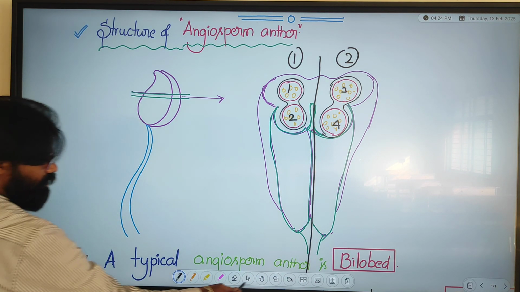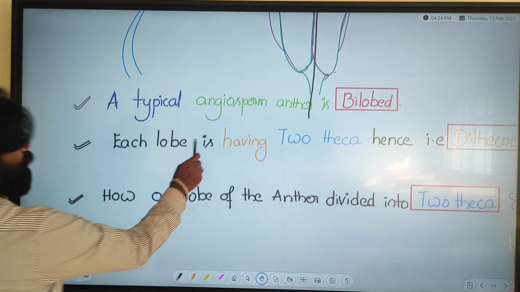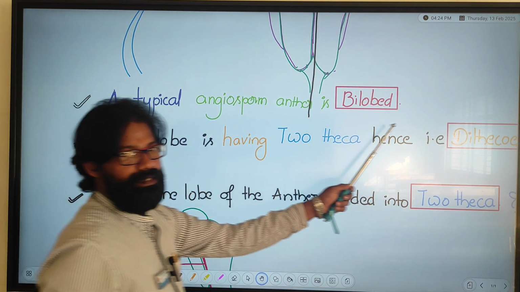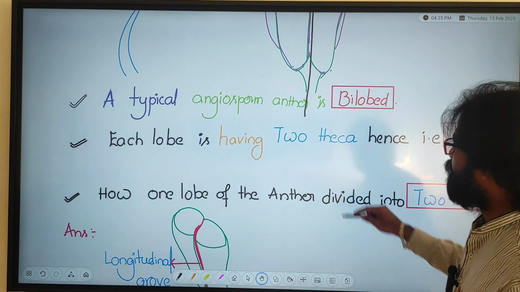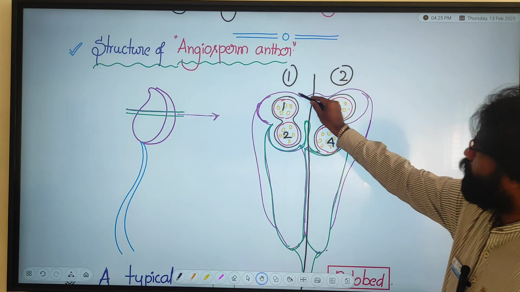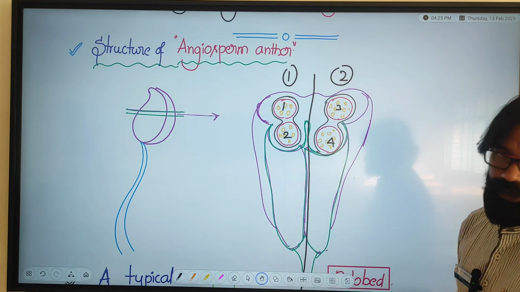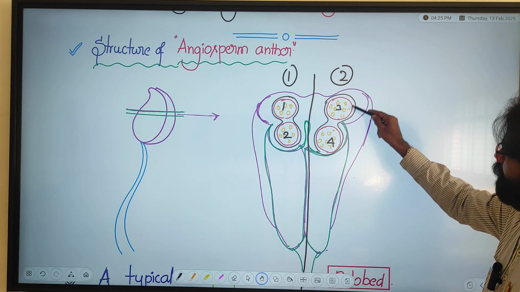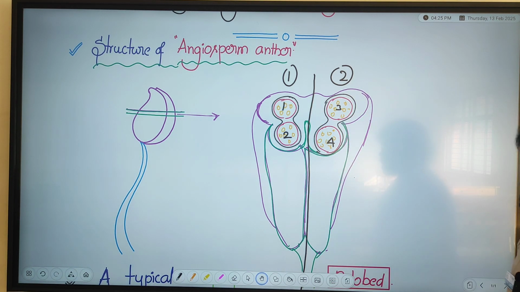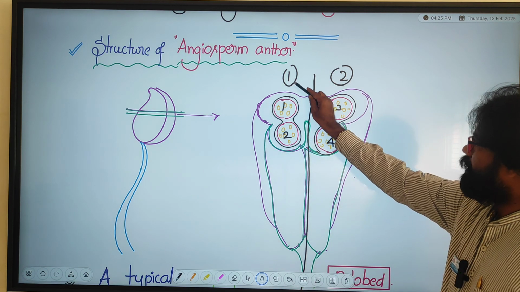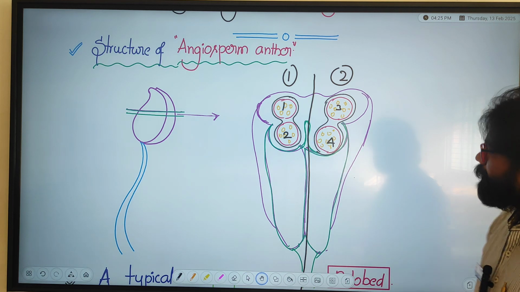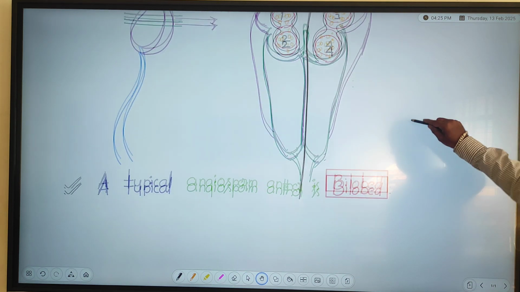Now we would like to talk about all these things. First, a typical angiosperm anther is bilobed, two lobes are present. Next, each lobe has two theca, like this. This is one lobe, theca 1 and 2. Two theca are present. In the second lobe, the third and fourth theca are present. So basically the angiosperm anther has two lobes, that's why it is bilobed. Four theca are present, hence it is called tetrathecous.